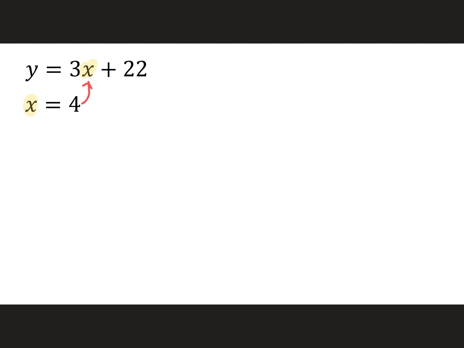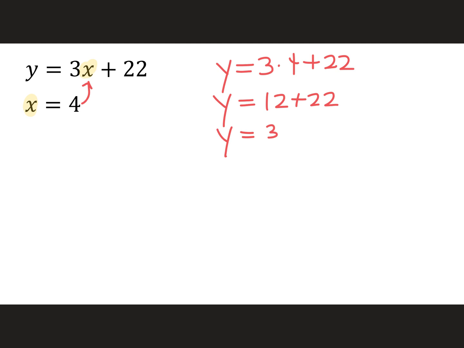So here's how we do this. I'm going to say y equals 3 times what we said x was, 4, plus 22. So y equals 12 plus 22, which means y equals 34. Well, what does x equal? Well, we already told you what x equals. It equals 4, but if you want to see it played out, I'll put it into the first equation.